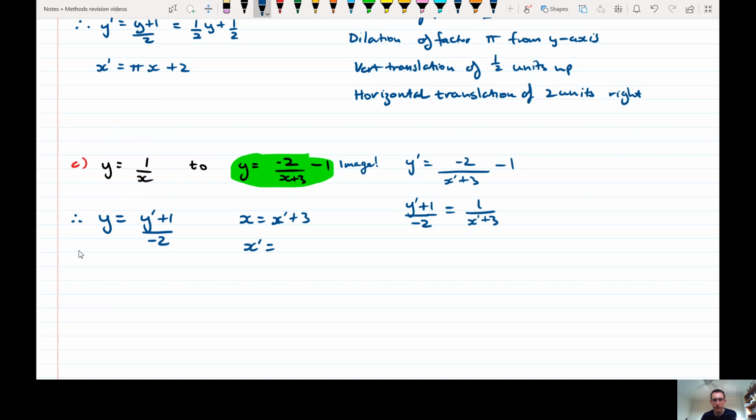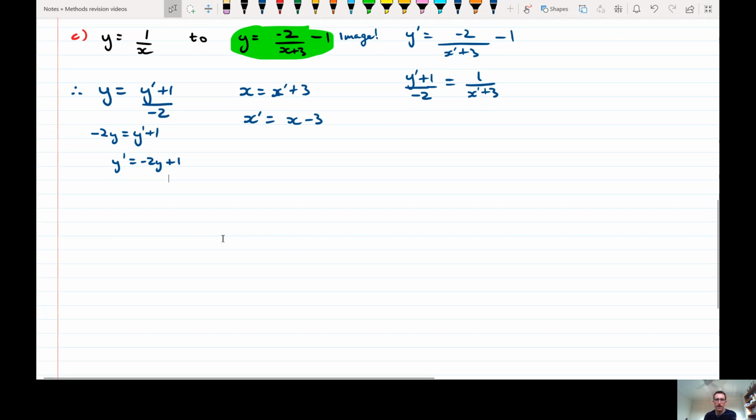X dash is easy, we just subtract 3 and we get that. To get y dash, it's a little bit more work, not too bad. We multiply by -2 and then we subtract by 1. There's no fraction involved in this case, so we can see easily what all the transformations are. We've got a -2 there, so it's a dilation and a reflection. And then we have a 1 and a -3, which are both translations.